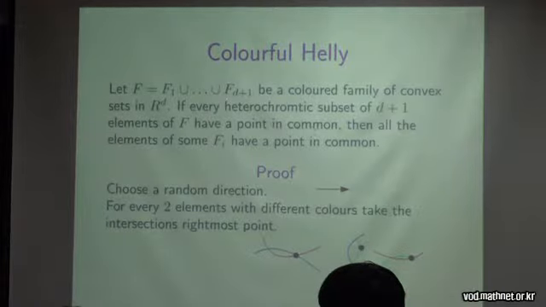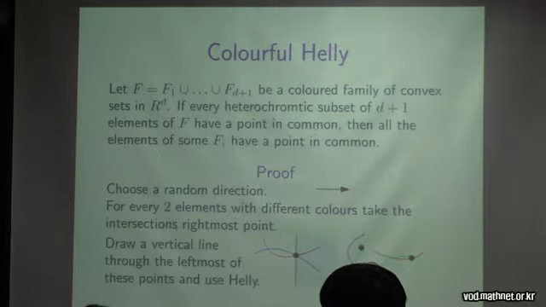So for every d colors, I have d plus 1 colors, but for every d colors I can choose one element of each color and consider their intersection, which is non-empty. And for each one of those I can choose the rightmost point. So for example, here I have a red and a blue convex set, and they intersect in some region, and I choose the rightmost point. Here I have a green and a blue, and I choose the rightmost point.